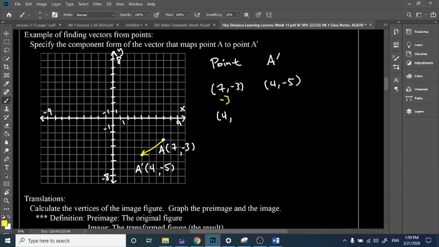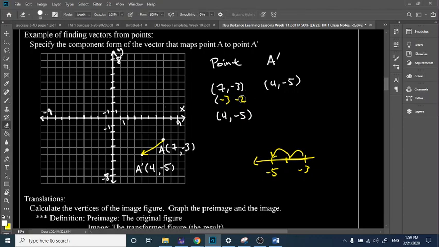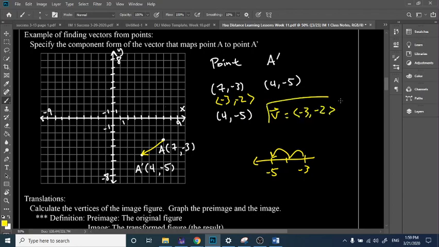And how about that one? Negative 3. How do we get from negative 3 to negative 5? Well, we can go 2 to the left, which is minus 2. So if we do that, then that's what our vector actually is. So our vector here is negative 3, negative 2.